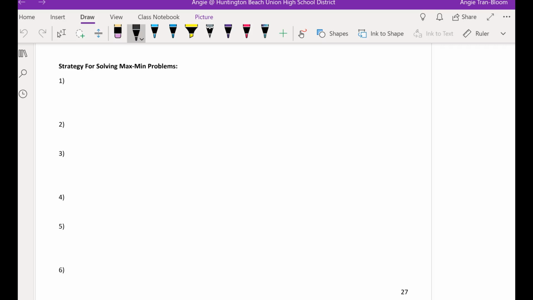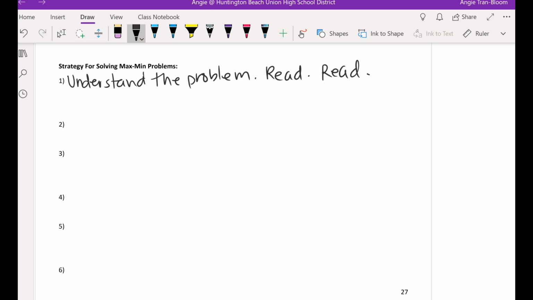Hey guys, all right. So this is 4.4 continuation. Strategies for solving max and min problems. Number one, understand the problem. I know that's kind of obvious, right? Understand the problem. Read the problem. What? You didn't understand the first time? Read it again.